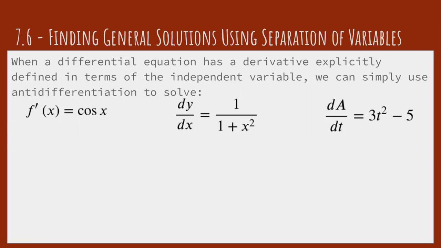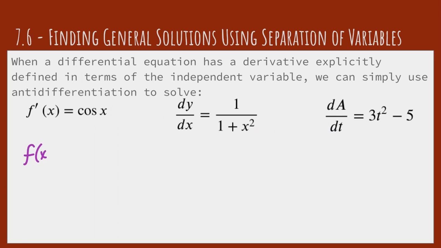So if we have a differential equation where the derivative is defined entirely in terms of the independent variable, I know that's a lot of big words there, but as long as x is the only variable in the differential equation, or t in this case, because that's the independent variable, it's a pretty straightforward thing to do. We just use anti-differentiation.